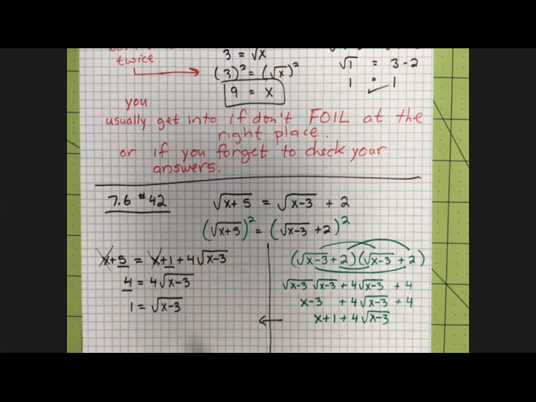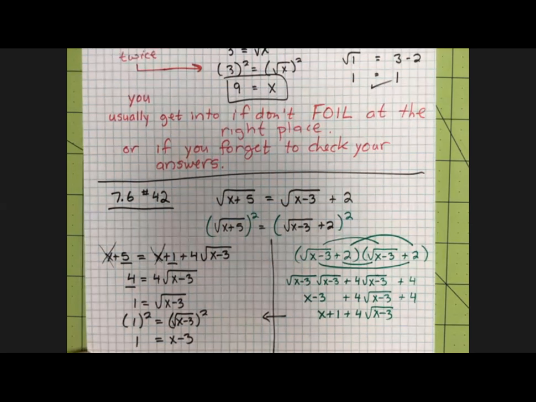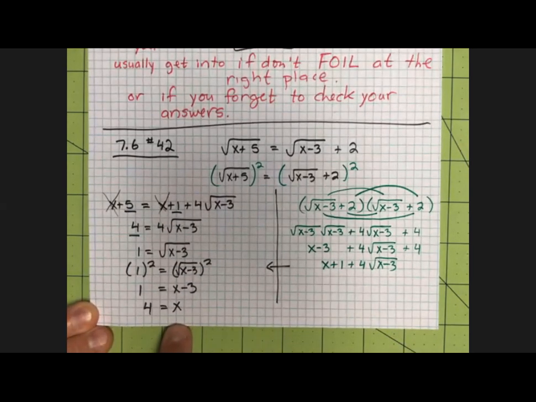Okay. Now I'm on a roll. Still got a square root, but one more squaring and I'll be done. So 1 is equal to x minus 3. If I add 3 to both sides, x is 4. But do not circle this until you check it.